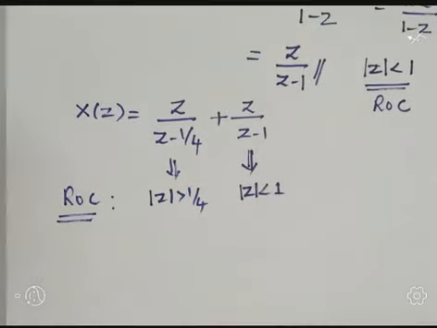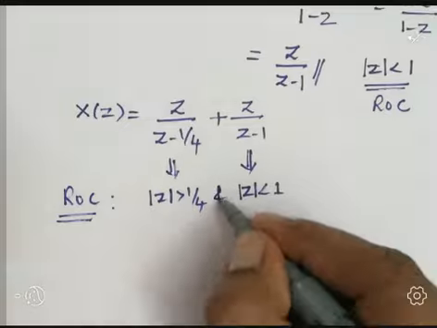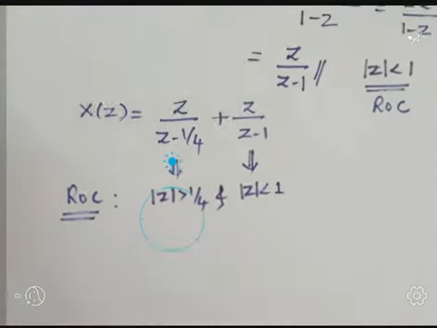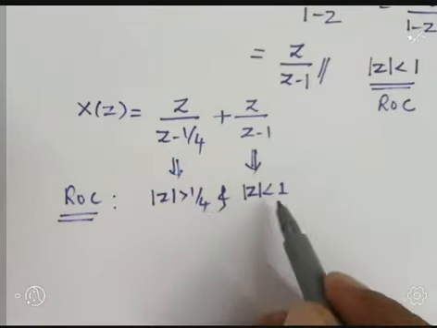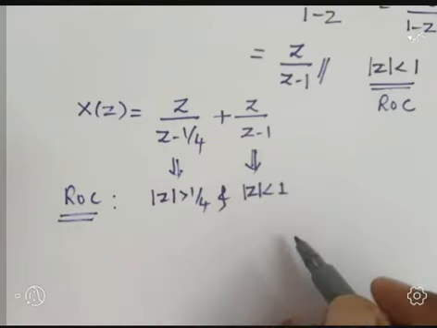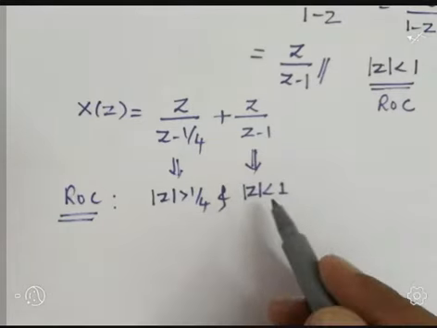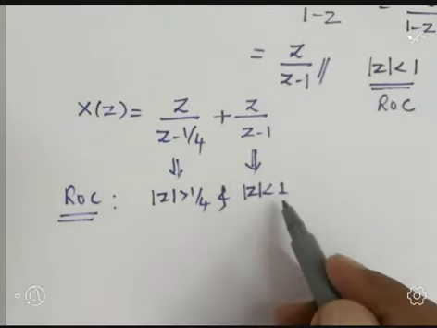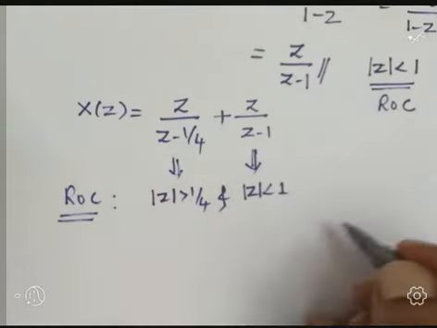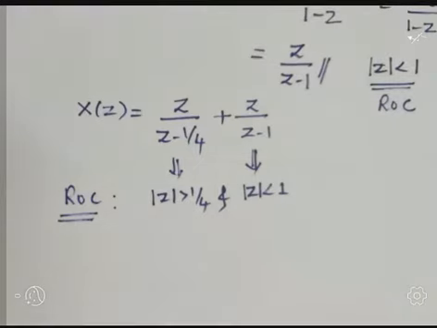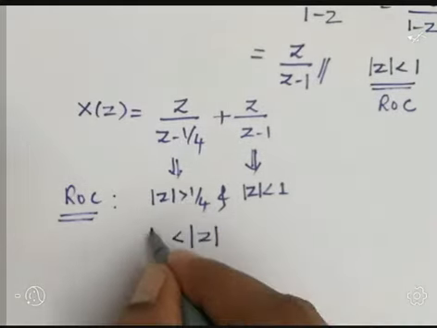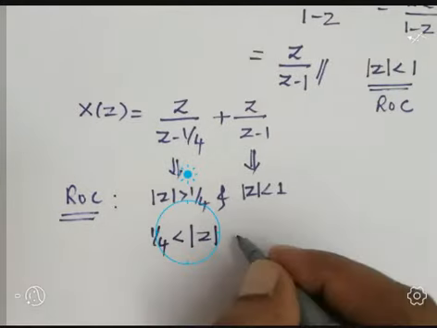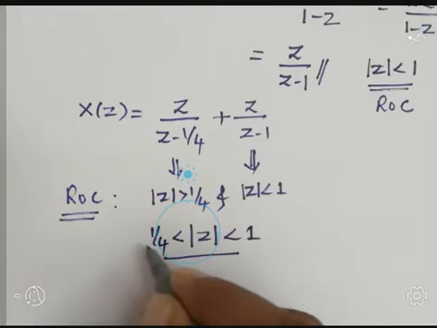Okay, so observing these two things, we can say that ROC is present where? ROC lies outside the circle of radius 1 by 4, but ROC lies inside the circle of radius 1. Nothing but it is the ROC lies in between two circles. One is radius 1 by 4, another one is radius 1. Hence we can say that ROC is an annular ring. Annular ring means it lies between, here I will write, mod of z is greater than 1 by 4 and less than 1. Correct? It is our ROC.